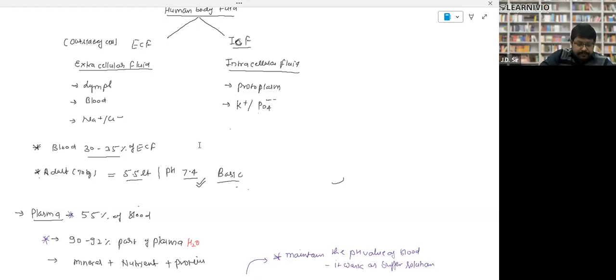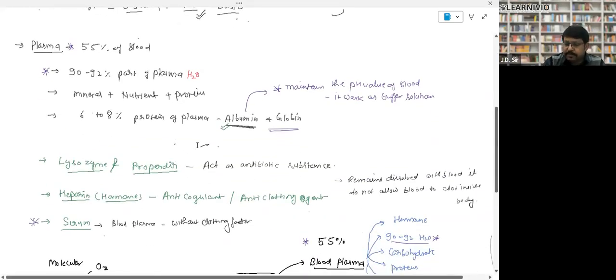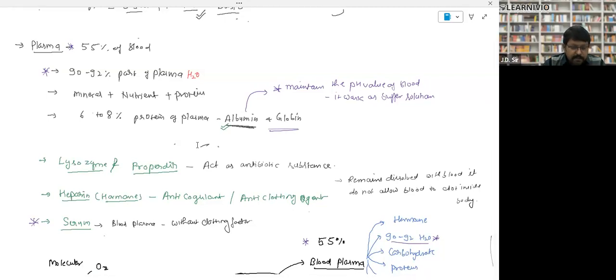Now, next subheading should be plasma. Plasma is a non-living intercellular substance constituting about 55% of blood. Full stop. It is pale yellow but transparent, clear fluid.